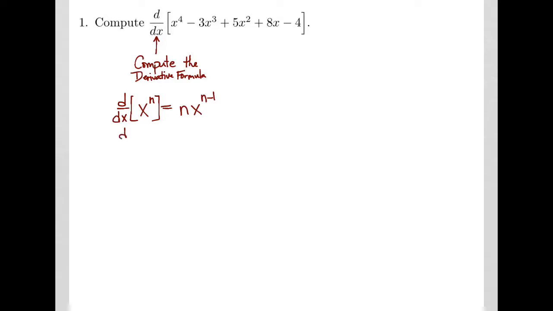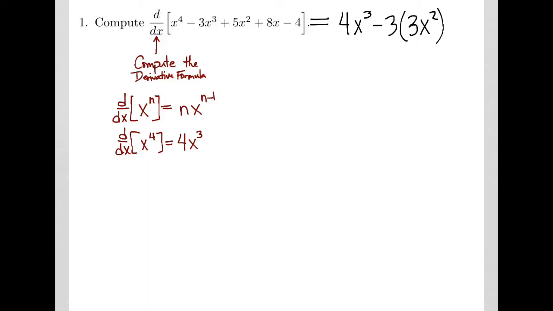So for example, if I want to take the derivative formula for x to the fourth, my power is 4, and so the new power will be 3, and my derivative formula will be 4x cubed. Now, as I use that formula for the formula that's been given, the derivative formula for x to the fourth is 4x cubed. And then I want to subtract 3 times the derivative of x cubed, which is 3x squared.